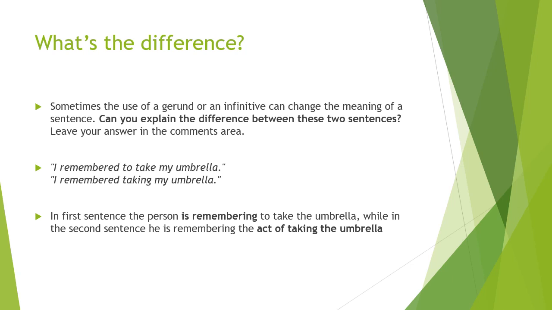It's abstract. While in the second sentence, he's remembering the act of taking the umbrella. So he actually took his umbrella. He remembered taking his umbrella. So he's actually taken his umbrella. It's an act that is completed.